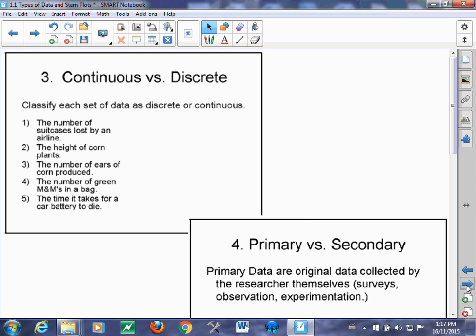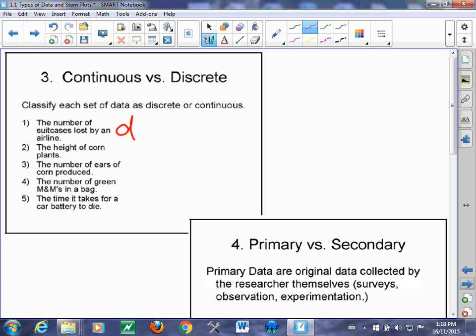So let's do a quick test on continuous versus discrete. This is one of the biggest classifications I find in data that we have, because it tells you a different way to graph it. So make sure you've got this information down pat. Classify each set of data as discrete or continuous. The number of suitcases lost by an airline. Well, that is discrete, because you can't lose half a suitcase.